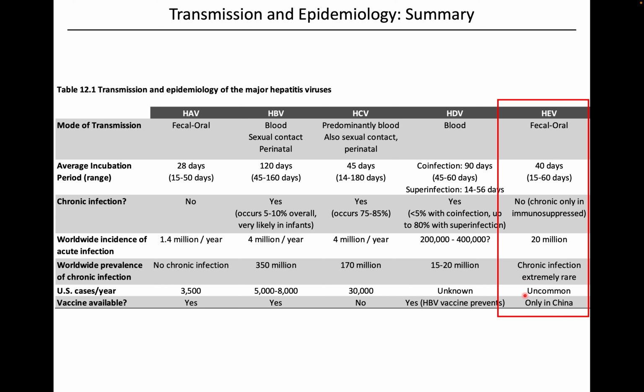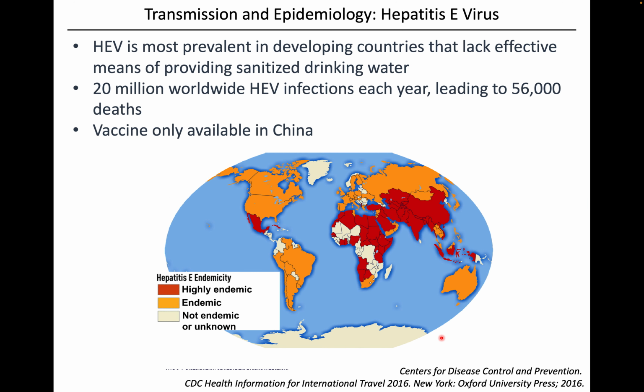This one is also very uncommon in the US, and there is a vaccine, but at least at the time, a few years ago that I put this slideshow together, it was only approved for use in China, being developed in China as well. And you could see from the map why China would have been pressing for such a vaccine, right? So again, lots of hepatitis E in Central America, really all throughout Africa, and then throughout Asia and the Middle East for that matter as well.